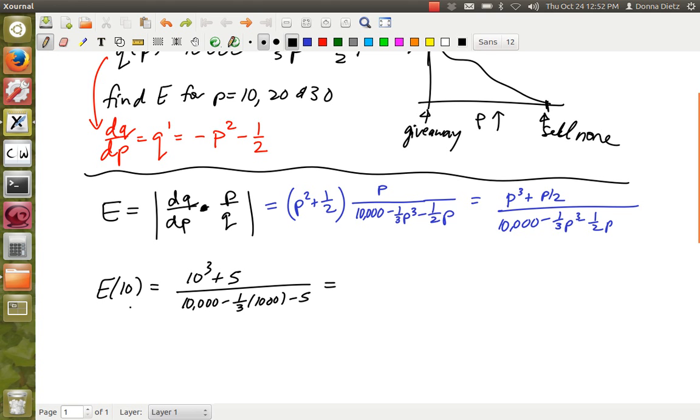So you type all this into your calculator, and I'm not going to do it on the screen for you because it's going to waste time. But I did this, and this is essentially what I got. So it's not elastic. That means you can crank up the price.